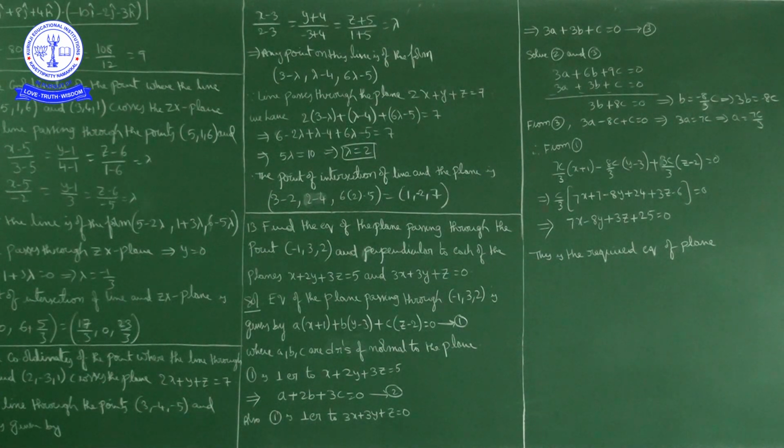Okay, so this was the equation of a plane passing through a point and perpendicular to two planes. The equation of a plane passing through (x1, y1, z1) is a(x - x1) + b(y - y1) + c(z - z1) = 0. Using that we have this plane equation, which is perpendicular to the two given planes, giving conditions 2 and 3. By solving 2 and 3, we get a and b in terms of c. By substituting these, we have the final plane equation 7x - 8y + 3z + 25 = 0.